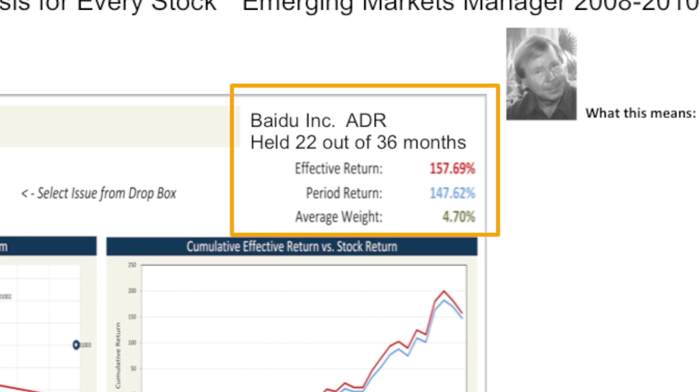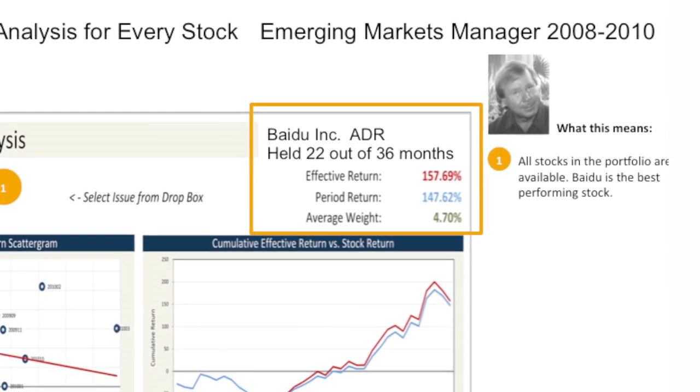Now here's the difference between the two. The period return is what that stock earned in isolation, starting at the beginning of the period and held for all 36 months. By contrast, the effective return is the allocation-weighted result for that stock, reflecting the manager's decision to hold more or less of it through time, and also his entry and exit decisions. So it's a very important breakthrough, and we can choose any stock in the portfolio. So there's a drop-down box on the effective return analysis report that will let you access any stock.